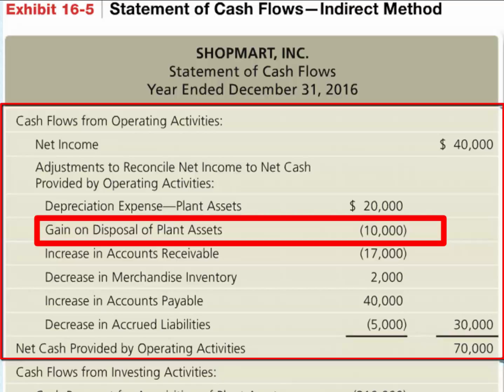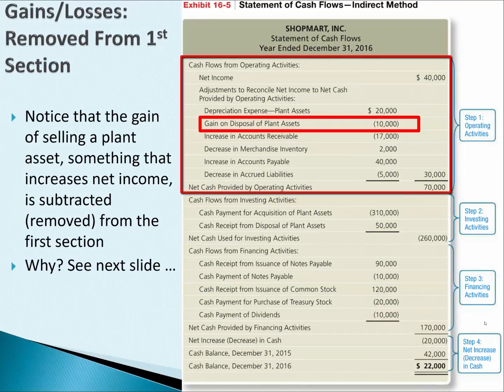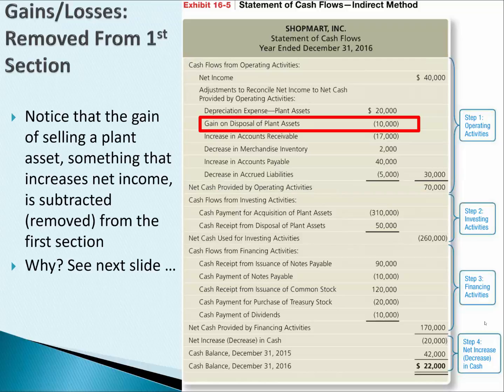Notice that they are subtracting the gain. So why is this happening? We'll find out on the next slide. We'll work through a transaction where we sell an item, an asset, and we have either a gain or loss. And then we'll see how it affects the statement of cash flows.